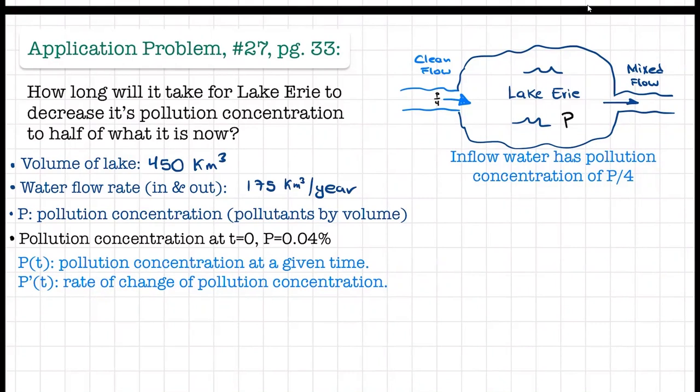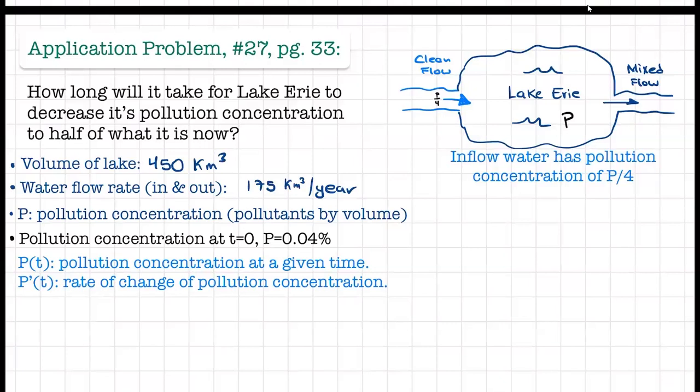We need to define our variables. In this case, capital P is the pollution concentration in pollutants by volume. We're given an initial condition: at the very beginning, the pollution concentration at time 0 is about 0.04% of the total volume. That's the pollution concentration right now. P of t is the pollution concentration at any given time, and P prime of t is the rate of change of that pollution concentration.